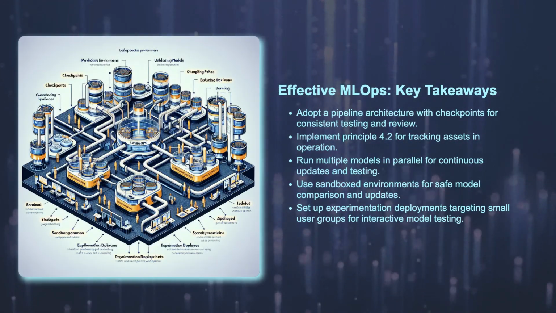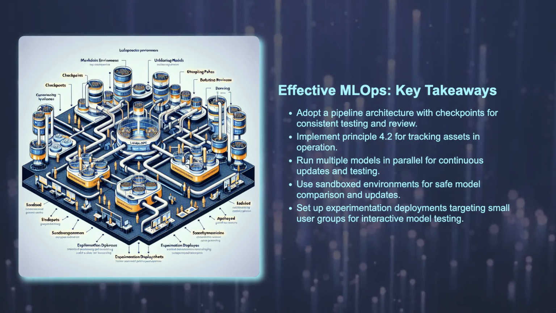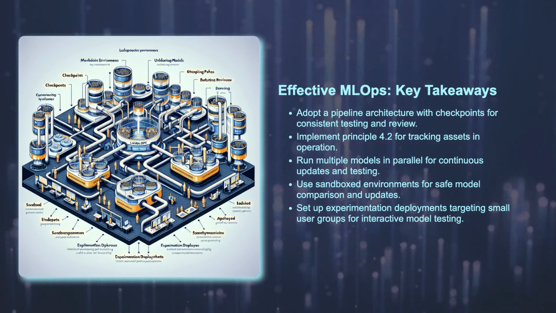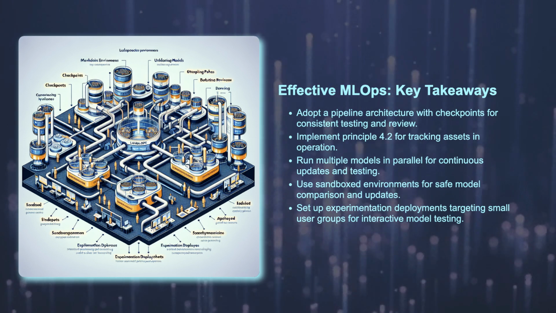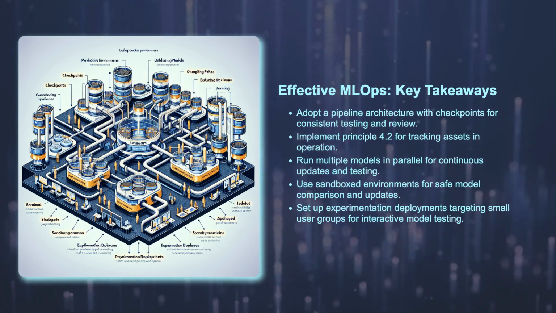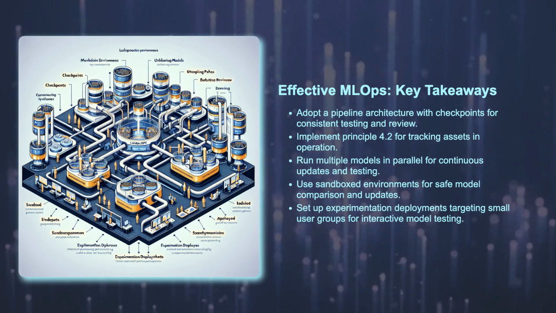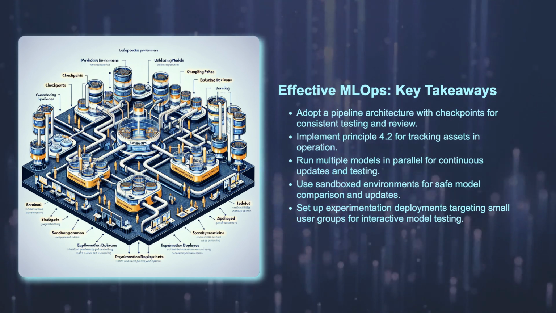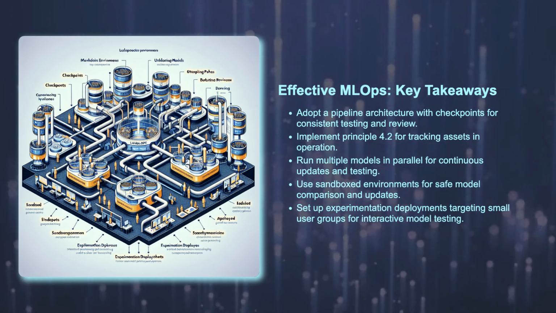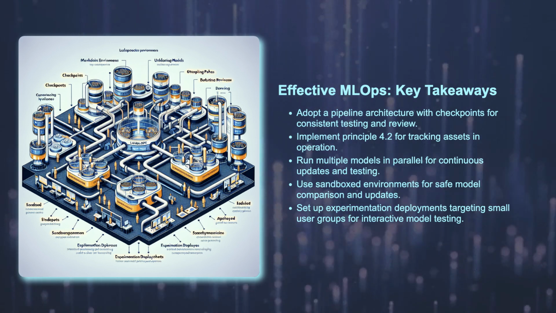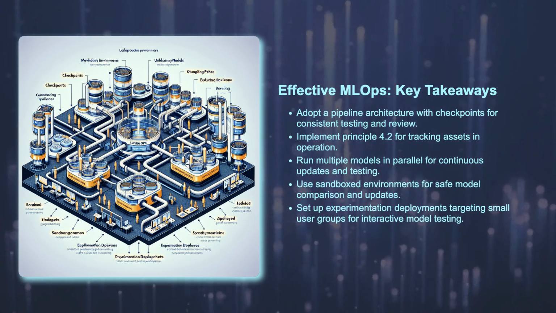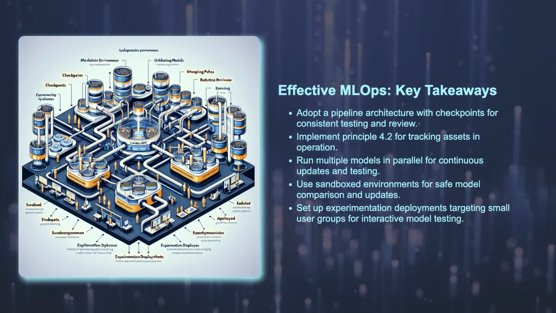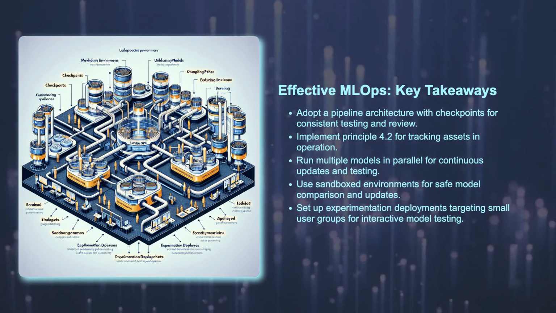Guidance. There are lots of sources and texts that describe how to do effective MLOps. Consider using a pipeline architecture with checkpoints for testing and review processes as discussed in Principle 4.2, In operation, track your assets. As a part of this approach, you may consider running multiple models in parallel, enabling models to be updated and tested before being released for operation. A solution for this may use sandboxed environments to run updated models for comparison, or if models require user interaction, experimentation deployments can be set up that target smaller groups of users that interact with an updated model.